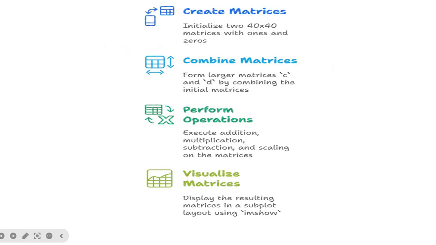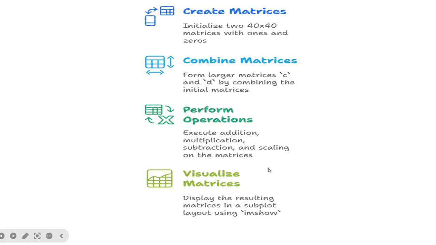So here in this video we will see how to create two 40 cross 40 matrices, one filled with ones and the other filled with zeros. Then we'll combine these matrices to form larger matrices such as C and D. Then various operations such as addition, element-wise multiplication, subtraction and scaling are performed on these matrices, which will result in new matrices represented by capital A, M, S and D.